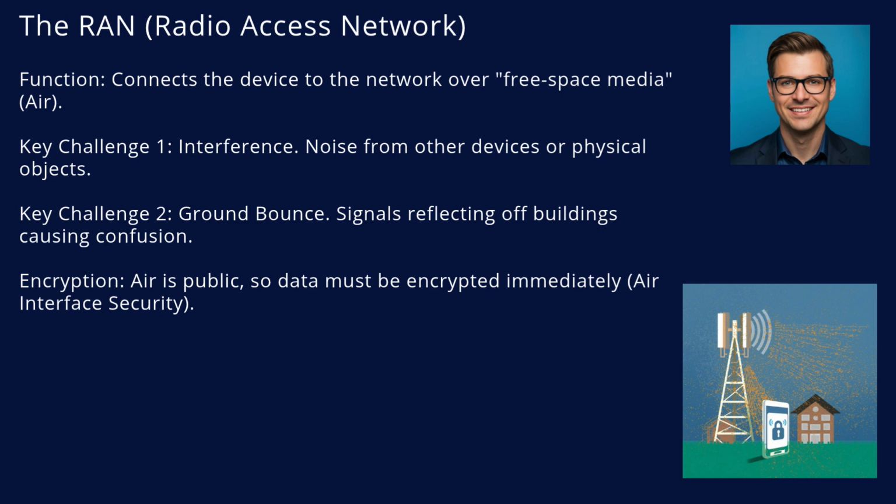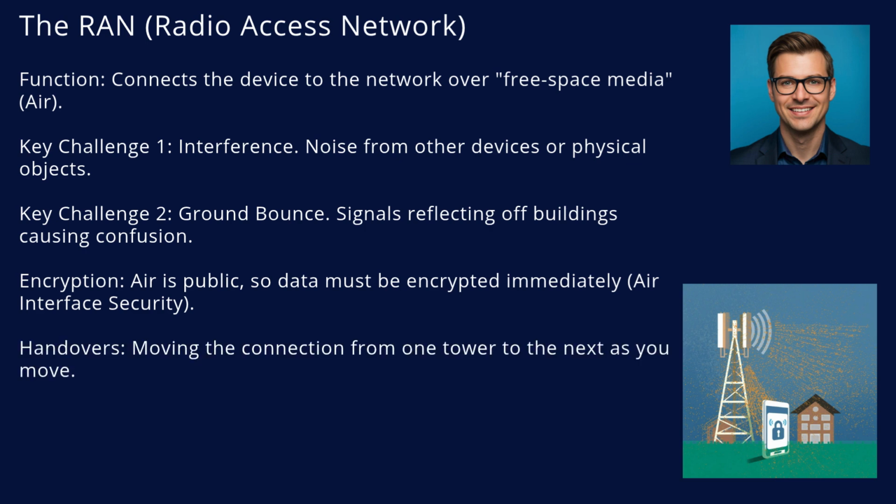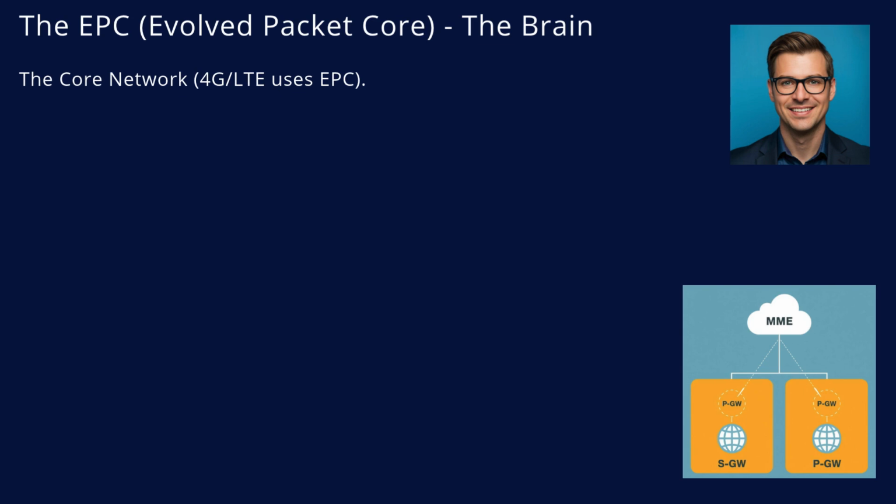Because the air is public, security is critical. We use strong encryption on the air interface so that someone standing nearby with an antenna can't read your emails. Finally, the RAN handles handovers. As you drive down the highway, the RAN seamlessly passes your connection from one tower to the next without dropping your call.